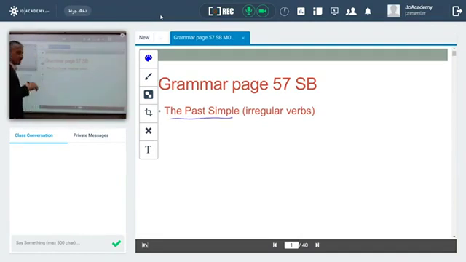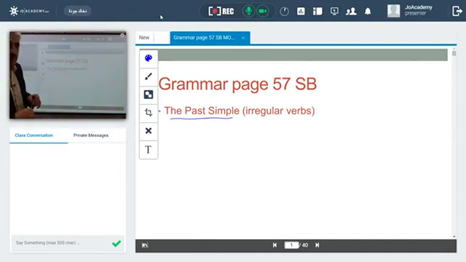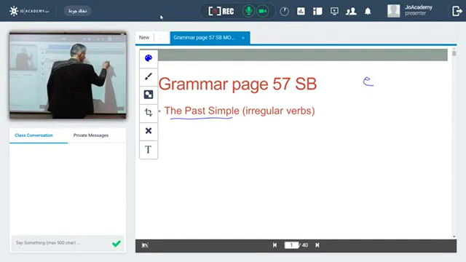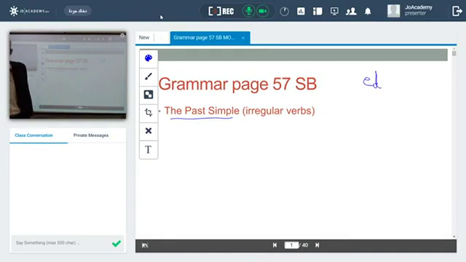You remember in the previous lessons we talked about the past simple and we said we have two kinds of verbs. We have regular verbs and irregular verbs. Today we are going to talk about the irregular verbs, because in the past we used to add -ed and we said this is a regular form of the verb. But today we are going to talk about the irregular verbs, and we have to learn them by heart.